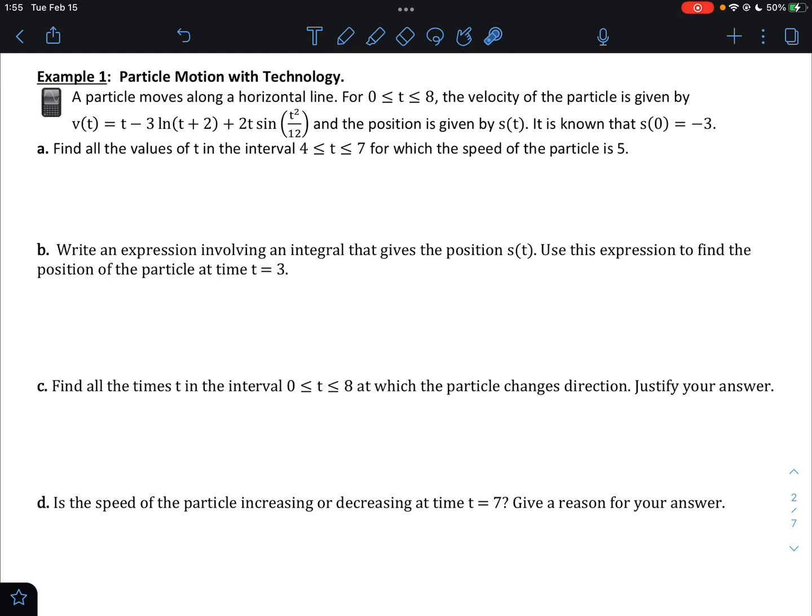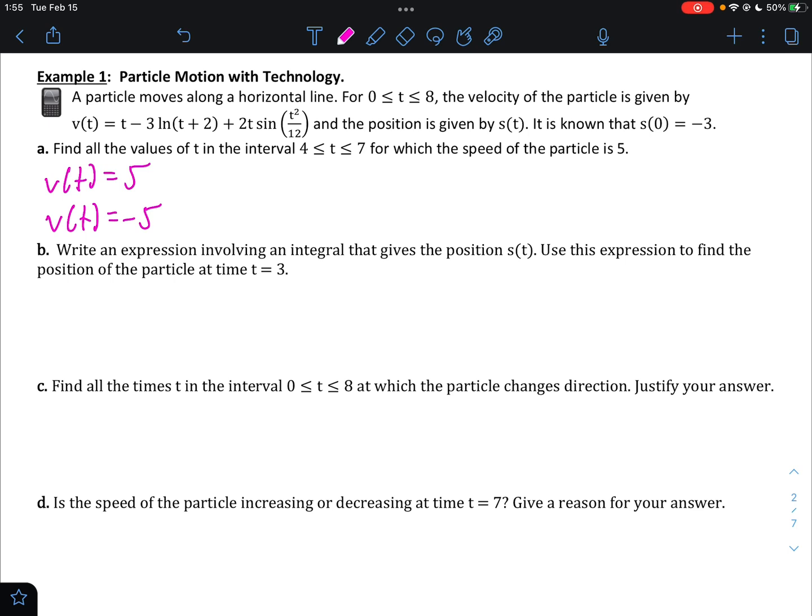And now let's take a look at what this question is asking. It is known that s of 0 equals negative 3. So our starting position is negative 3. It's probably going to be pretty important at some point in this problem. Question A. Find all the values of t on the interval for which the speed of the particle is 5. Okay, so we want to know, when will the velocity be 5 or the velocity be negative 5? Okay, because speed is the absolute value of velocity.